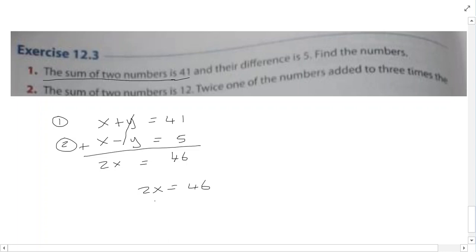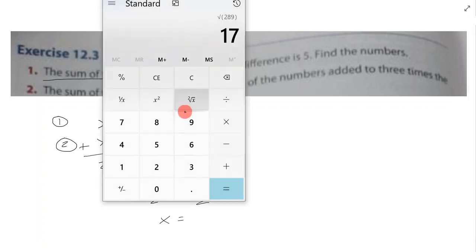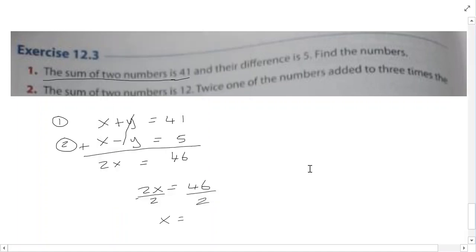We have 2x is equal to 46, and we want to solve for x. This is 2 multiplied by x, so in order to change this to a 1, I divide this side by 2 and I divide this side by 2. And x then will be equal to 46 divided by 2. I'll just get my calculator very quickly. So 46 divided by 2 is equal to 23.